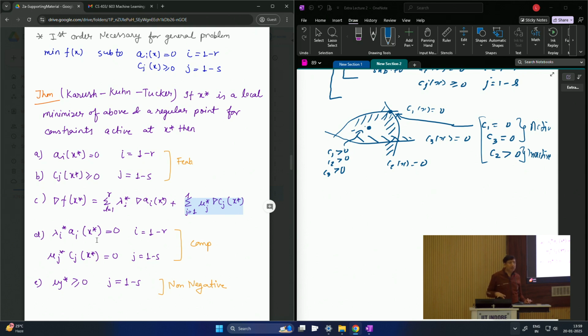We'll start applying this to a real problem, to a test problem, and then tomorrow we'll apply it to support vector machine. That is why I'm spending so much time on this.